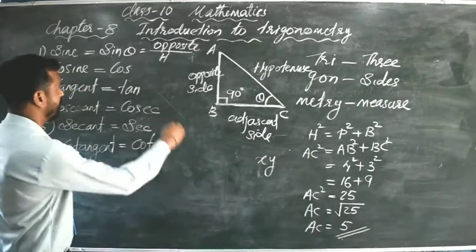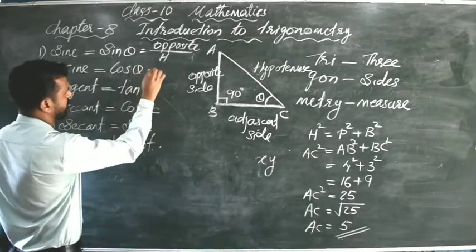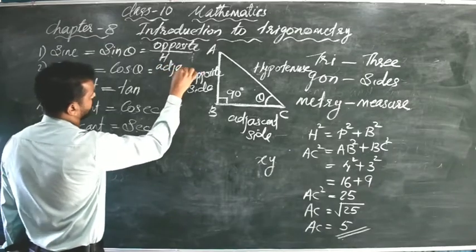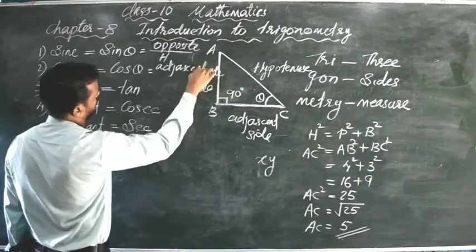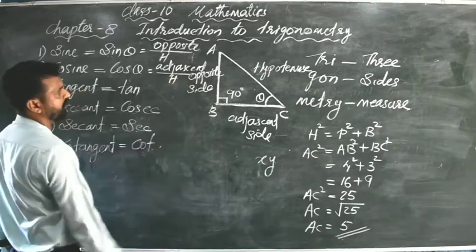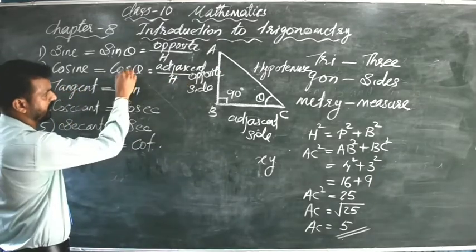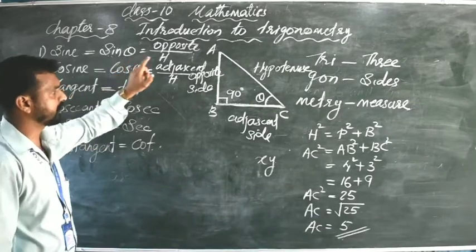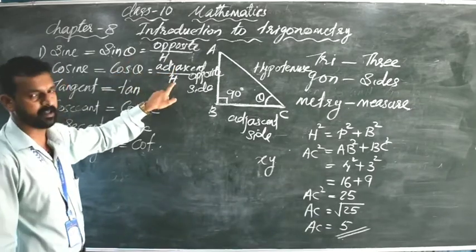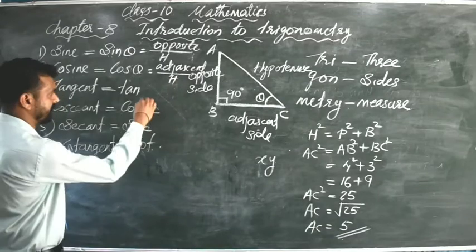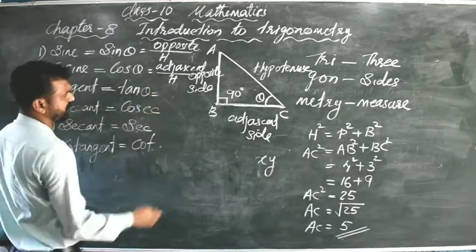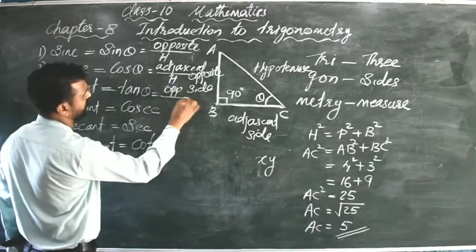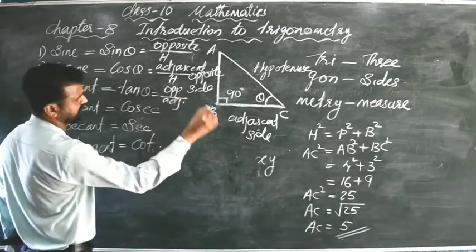Then second one is cos theta. Cos theta is equal to adjacent side divided by hypotenuse. That is the ratio of cos theta. So cos theta is defined as the ratio between the adjacent side and the hypotenuse. Now third one is tan theta. Tan theta is the ratio between the opposite side and the adjacent side.